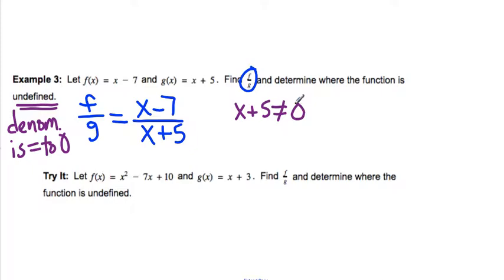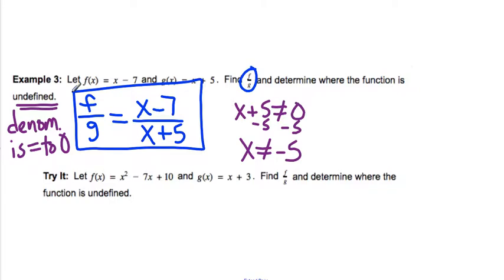So if we solve that real quick, subtract 5 from both sides, we find out that x cannot equal negative 5. So this is our answer. This is f over g, and when it's undefined is right here. Okay, x cannot be negative 5 because if you plug negative 5 in, you'll be divided by 0.